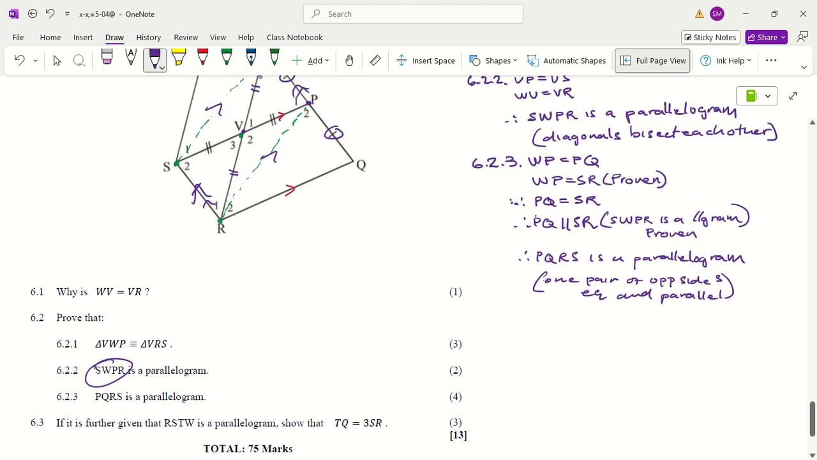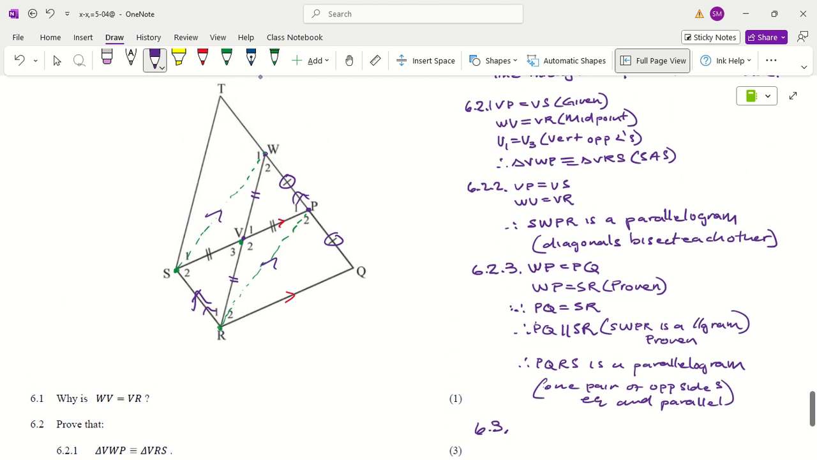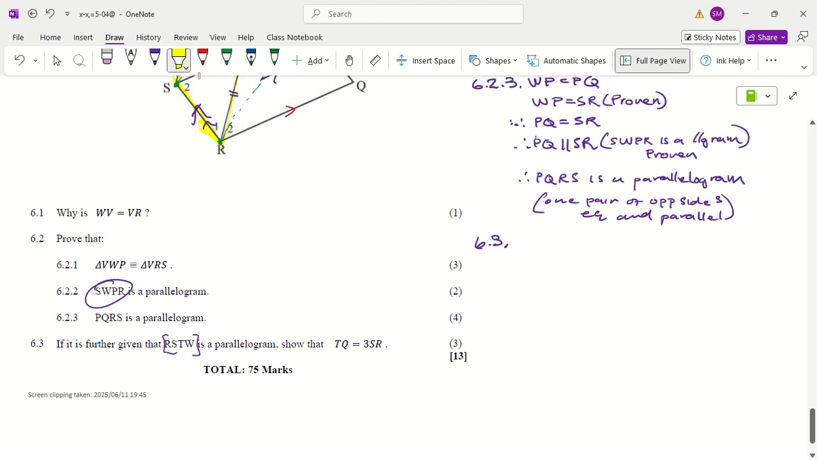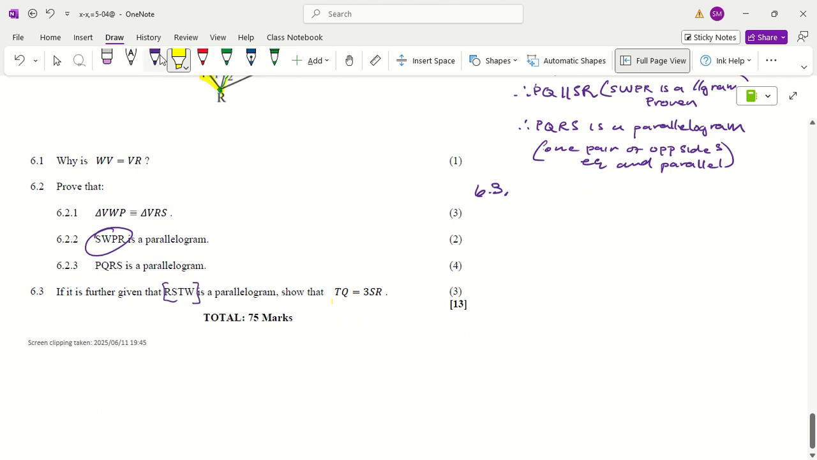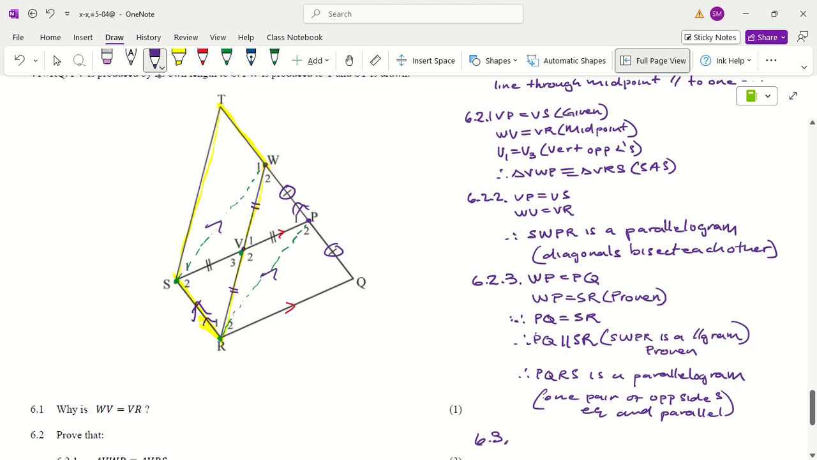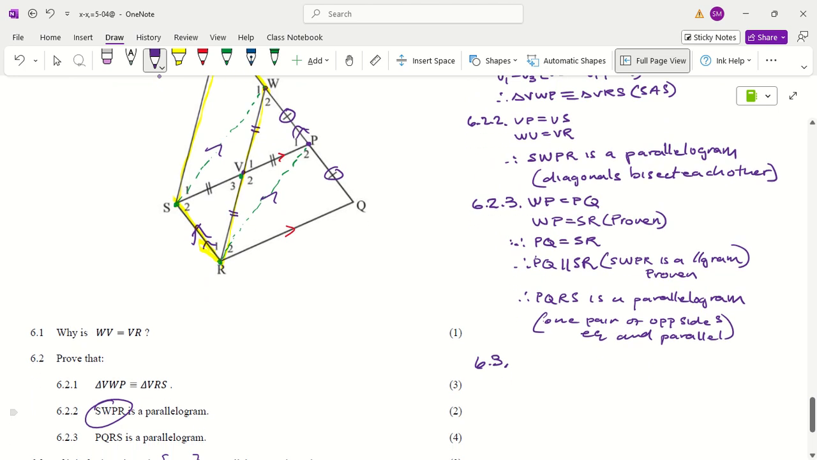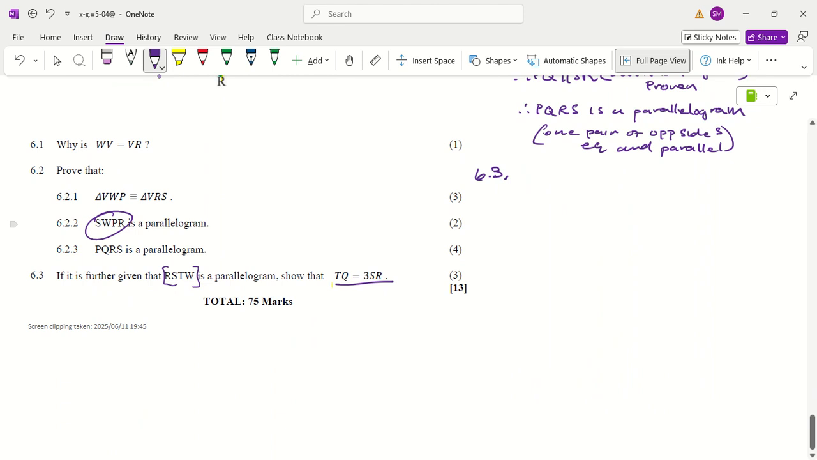Now let's look at the last one, 6.3. It says if it is further given that RSTW, so it's from R to S to T to W, is a parallelogram, show that TQ is 3 times the size of SR. So we must prove that TQ is 3 times the size of SR. Okay, so how do we do that?